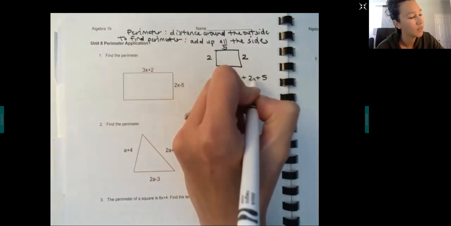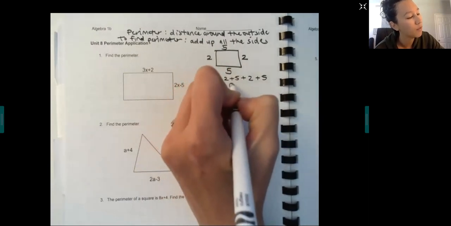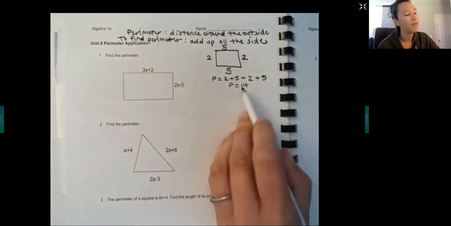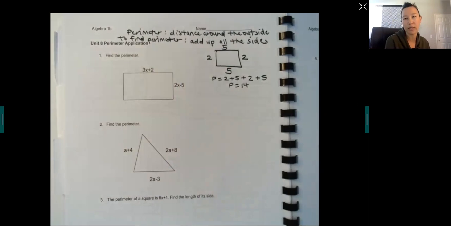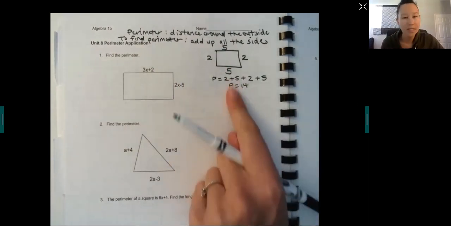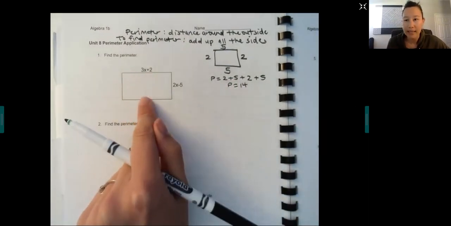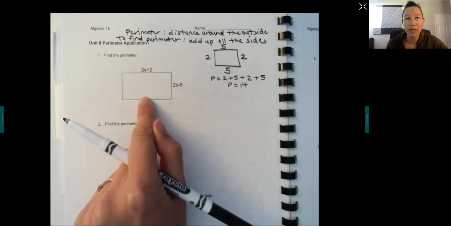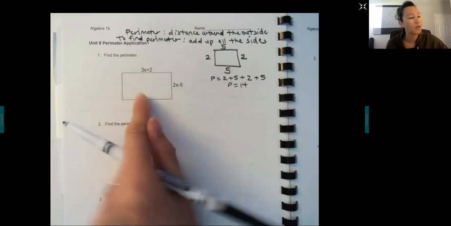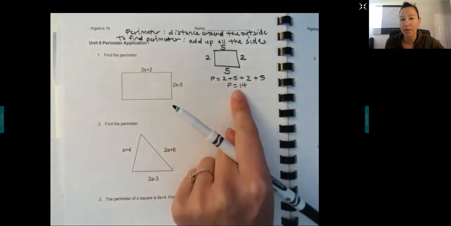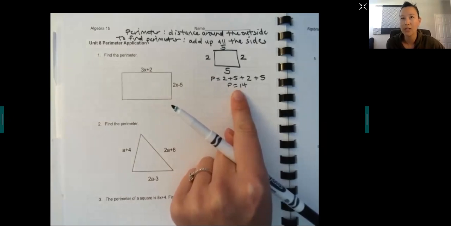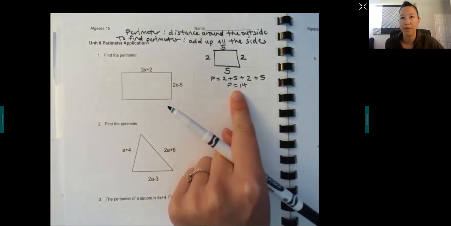2 + 5 = 7. 7 + 2 = 9. 9 + 5 = 14. So the perimeter of this rectangle is 14. If you understand this, then it's exactly the same for this. We just have variables, but we're going to do the exact same steps. So any questions on how I found the perimeter of this rectangle that I just drew before I move on?